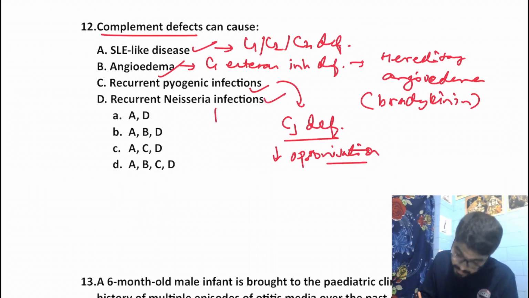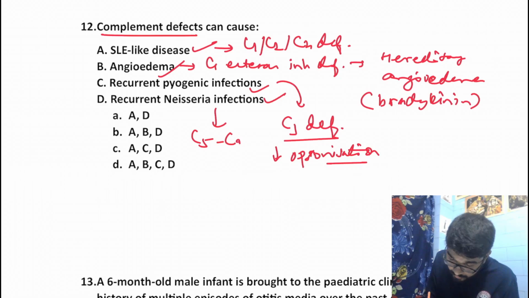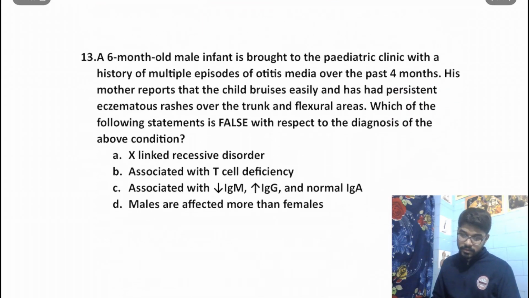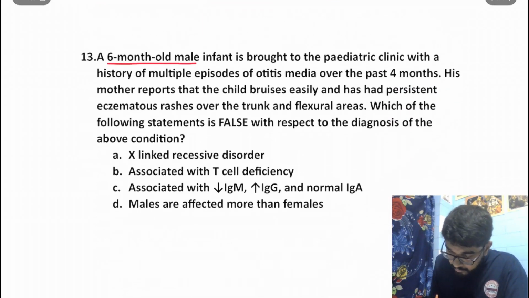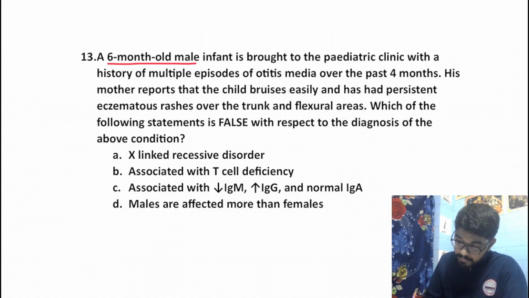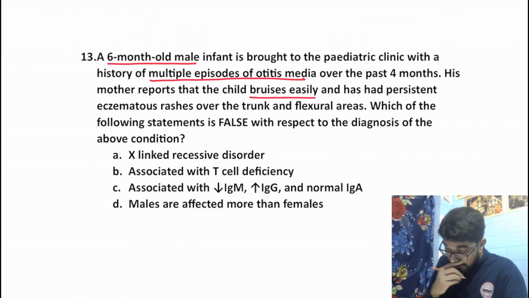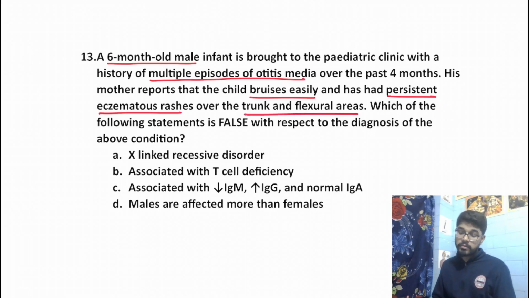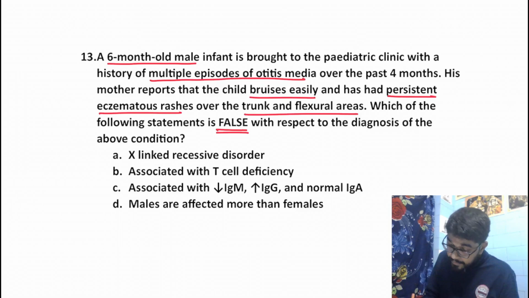And recurrent Neisseria, yes, recurrent Neisseria infection is due to C5 to C9 membrane attack complex involvement, right? There would be increased risk of Neisseria infection. So all of them are correct, right? So answer would be D. Okay. Moving on to the next question. Now, a 6-month-old male infant is brought to the pediatric clinic with a history of multiple episodes of otitis media over past 4 months. His mother reports that the child bruises easily and had persistent eczematous rashes over the trunk and flexural areas. Which of the following statement is false with respect to the diagnosis?